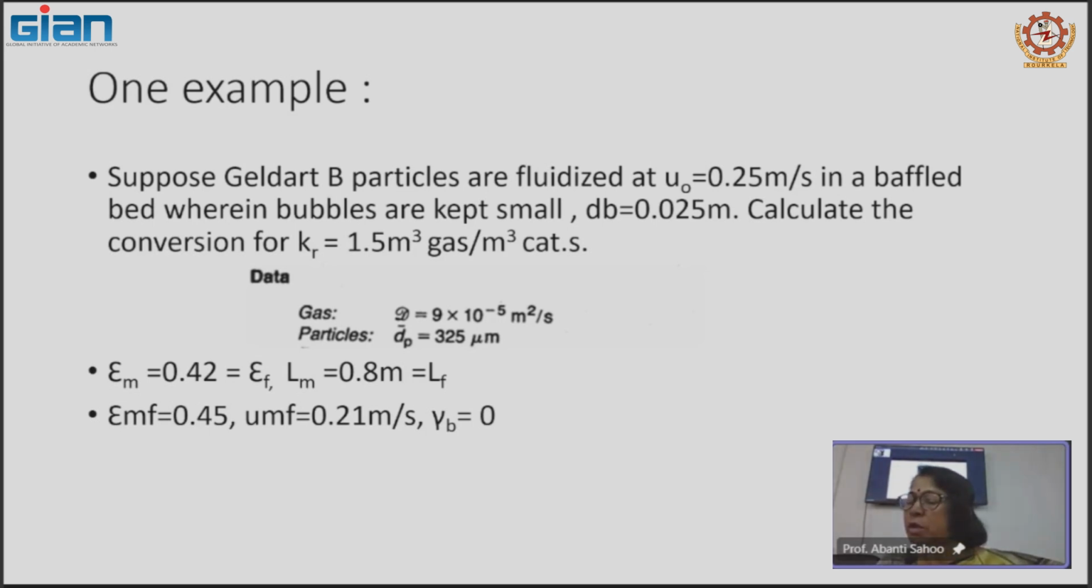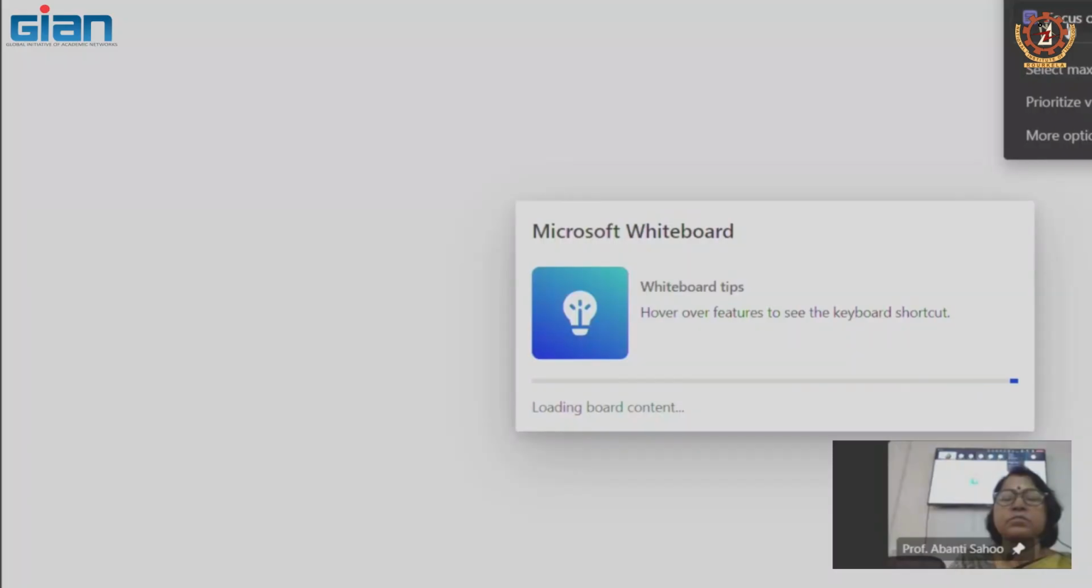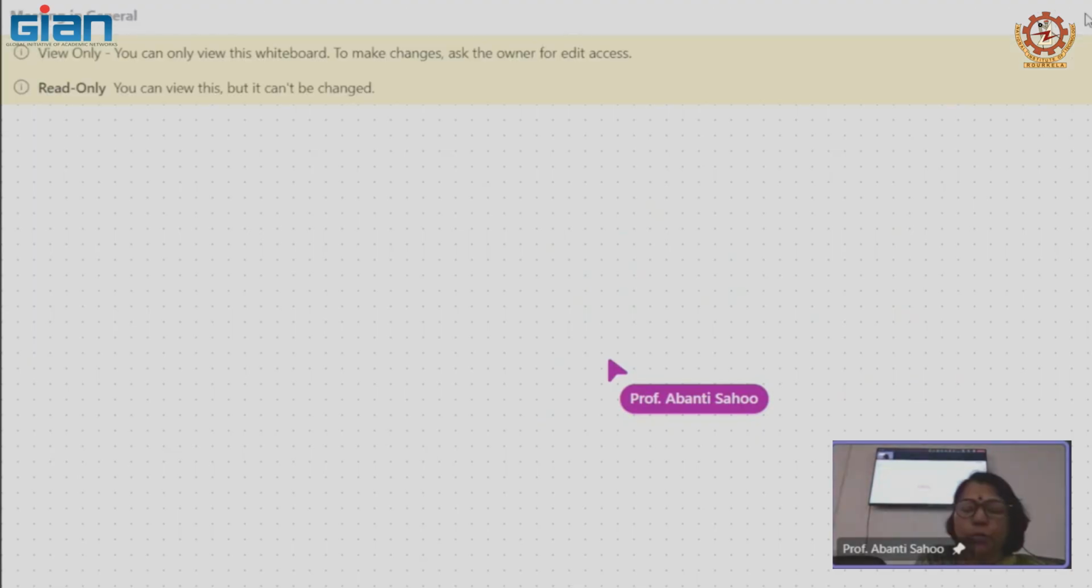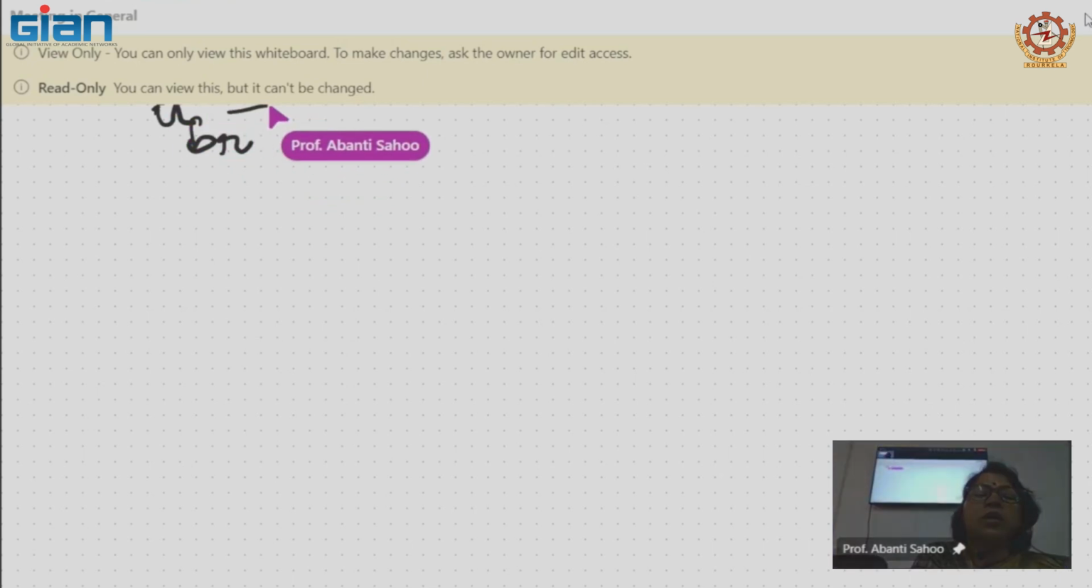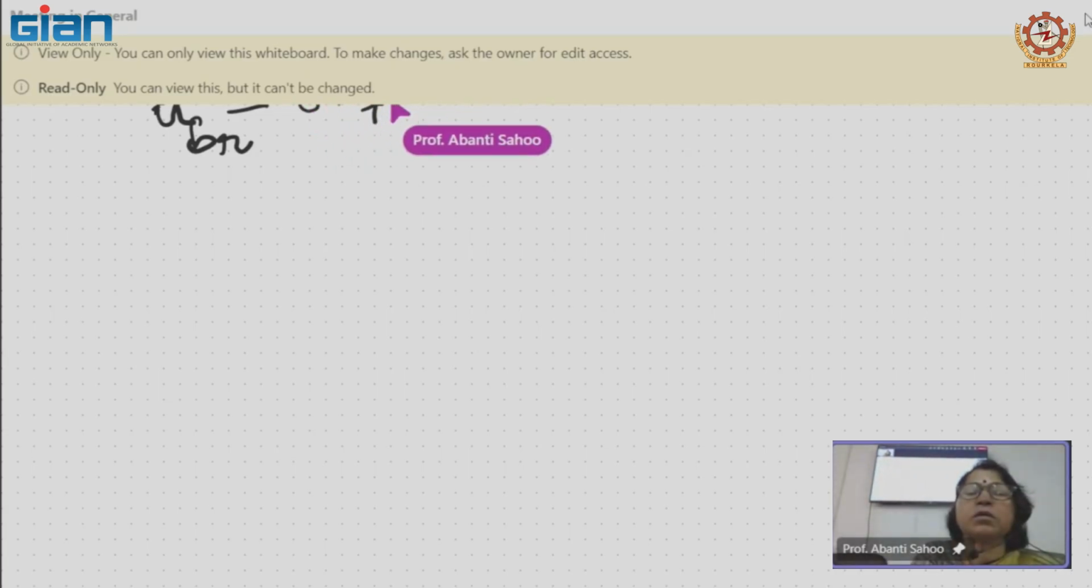So, here let me share the whiteboard, that we will be doing. Yesterday I was saying how we can calculate the bubble rise velocity, UBR, U subscript BR. I was just telling, it is 0.711... one minute.